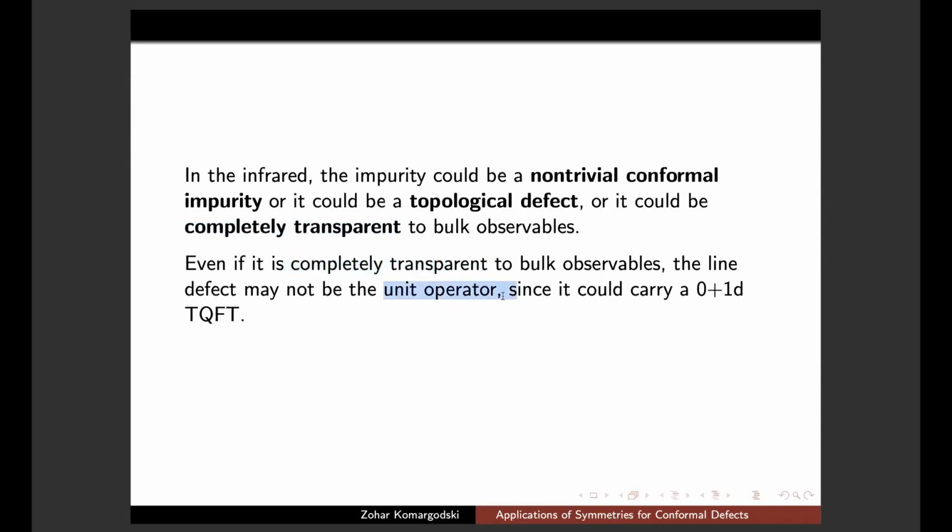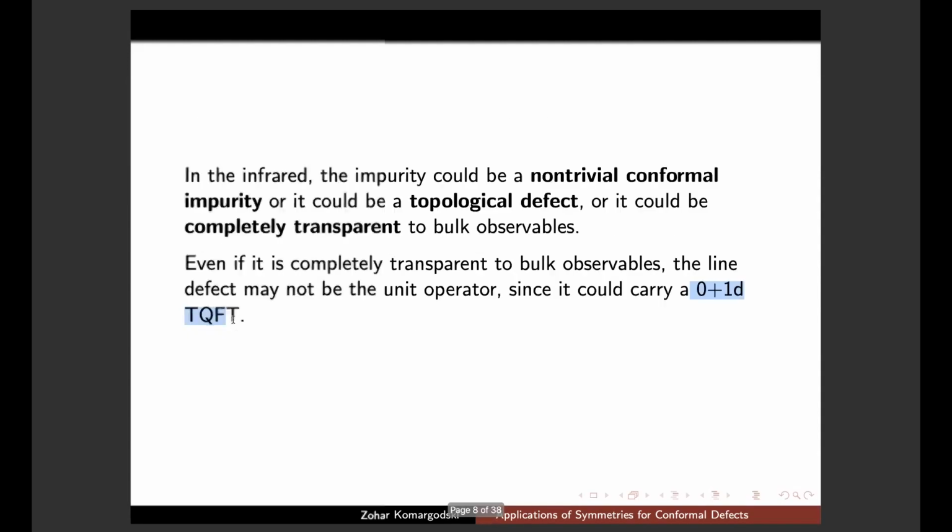It may not be exactly the unit operator, because you could stack it with a 0 plus 1 dimensional TQFT. A 0 plus 1 dimensional TQFT is essentially just a discrete set of vacua, which are degenerate. And it's like a quantum mechanics on the line. You put quantum mechanics at this impurity, and this quantum mechanics happens to have a few degenerate ground states. So even a completely transparent line could carry vacuum degeneracy, which you can interpret as a 0 plus 1 dimensional TQFT stacked on the impurity, stacked on the unit operator, I mean.